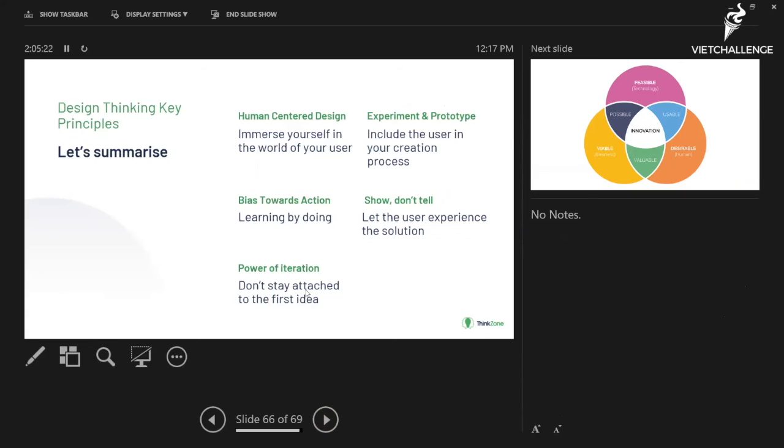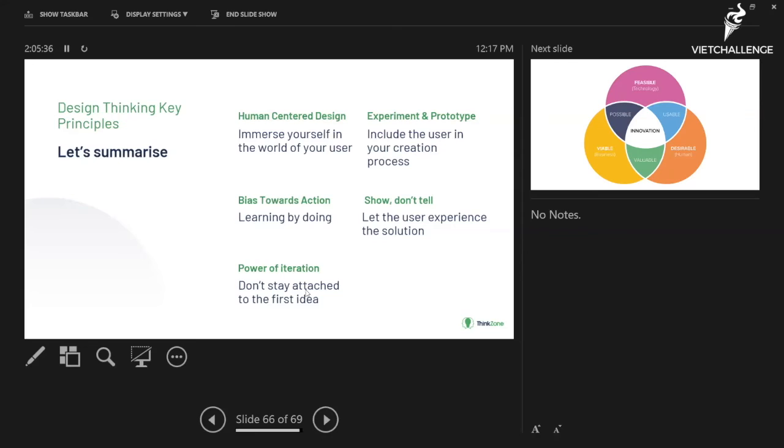Just do a quick test and it will give you many more answers than thinking in your head and guessing what the answer should be. Show, don't tell, so let the user experience your solution. Don't just tell them a perfect story of the solution, just show them the prototype and see what their feedback is. And then finally, power of iteration.